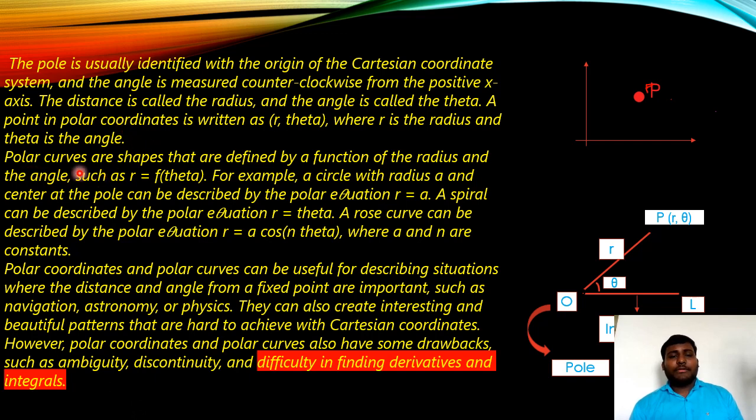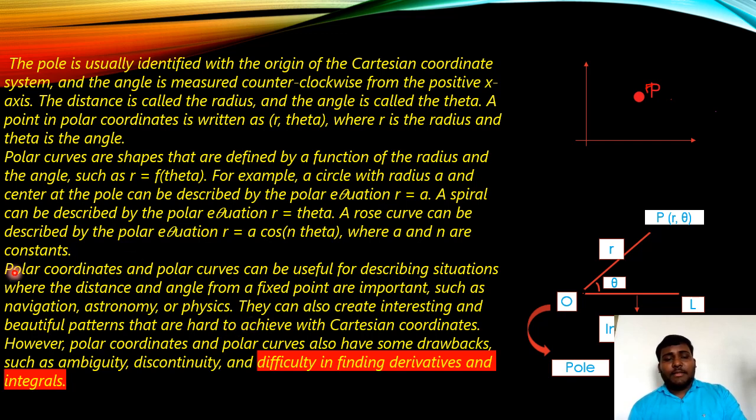Let me take the laser. Polar curves are shapes defined by a function of radius and angle, such as r = f(theta). For example, a circle with radius a and the center at the pole can be described by the polar equation r = a. A spiral can be described by the polar equation r = theta. A rose curve can be described by the polar equation r = a cos(n theta), where a and n are constants. Polar coordinates and polar curves are useful for describing situations where the distance and angle from a fixed point are important, such as navigation, astronomy, or physics.